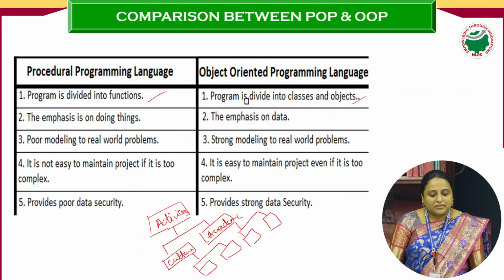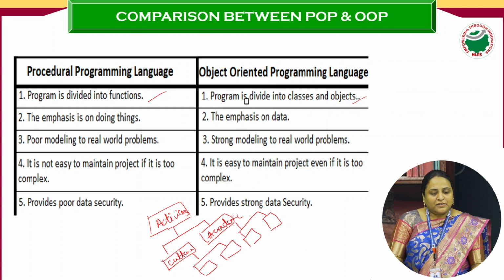And next, in procedural, the main emphasis is on doing things. So how you divide the task into simple modules, and how you further divide them into submodules, and how you are going to write a program for that particular task or function is our main concentration in procedural oriented programming. And in object oriented programming, how the data is being analyzed, how you are going to create objects for that, and how a class has been defined is the main thing.